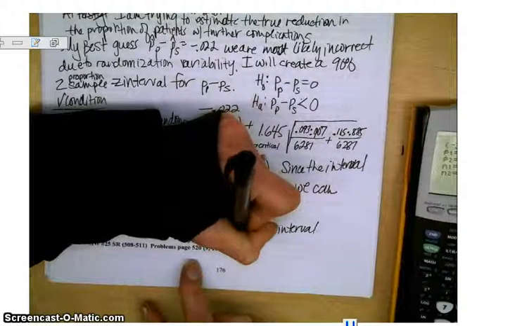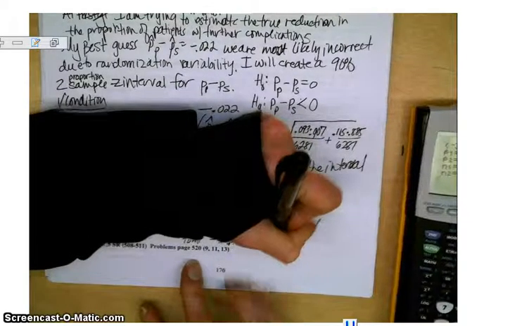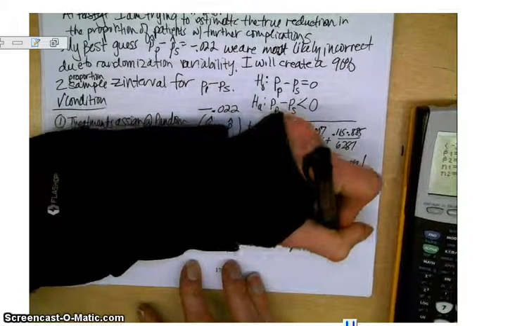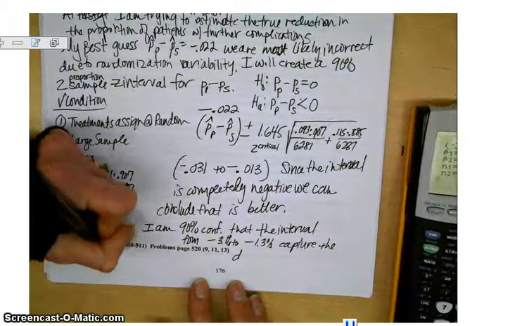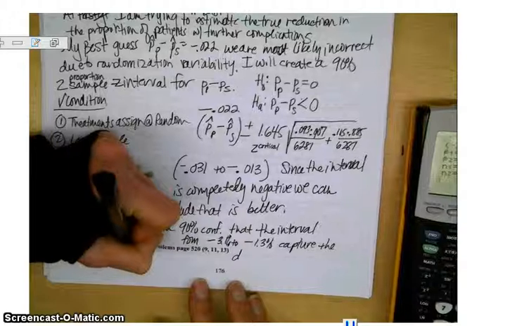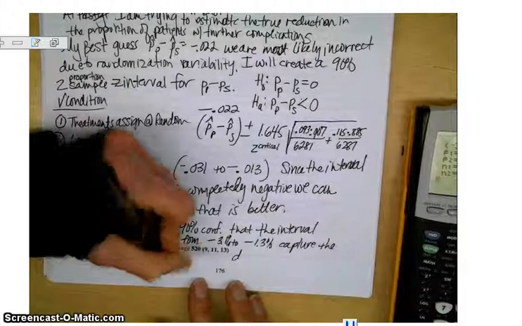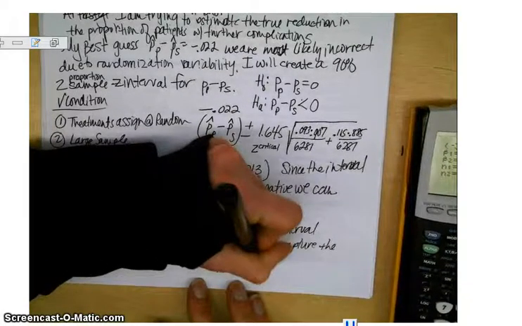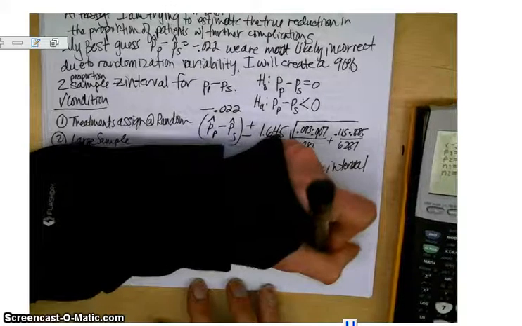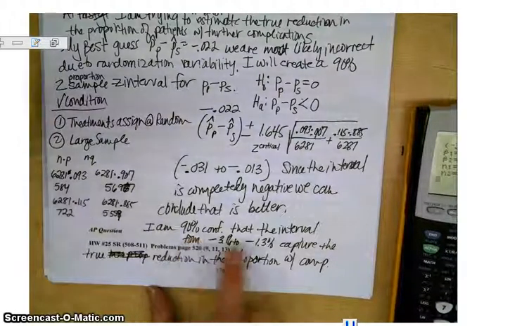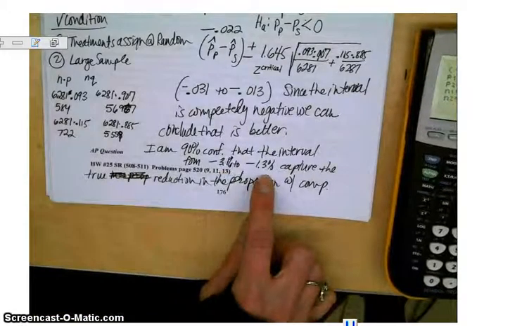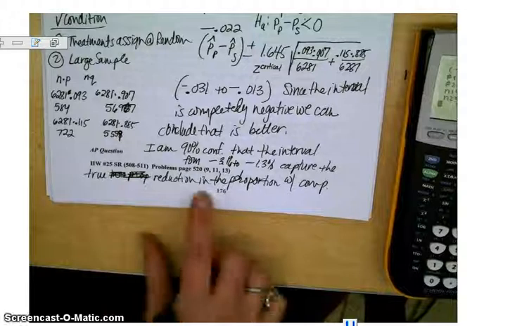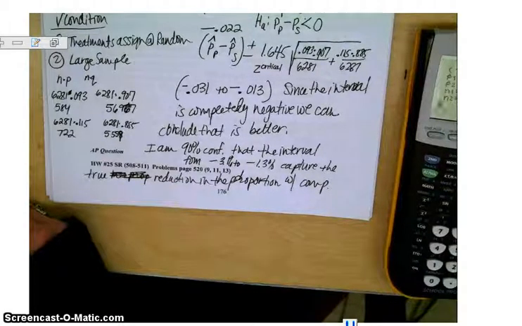negative 3.1% to negative 1.3% captures the true proportion, the true reduction in the proportion with complications. So I am 90% confident that the interval from negative 3.1% to negative 1.3% captures the true reduction in the proportion with complications. Since it is all negative, we can say that Plavix is better.